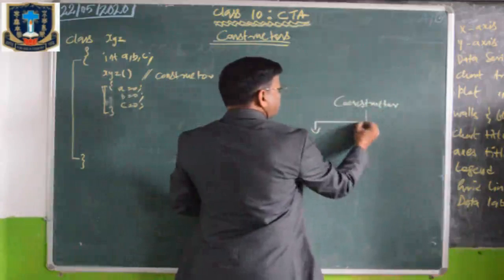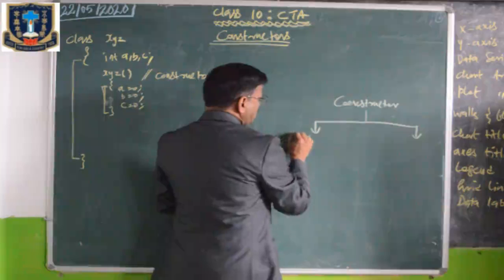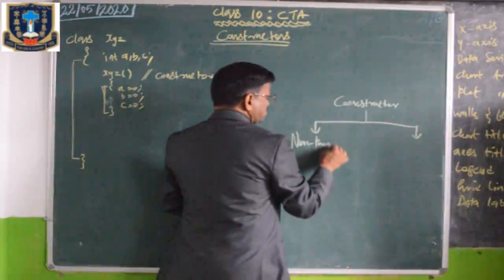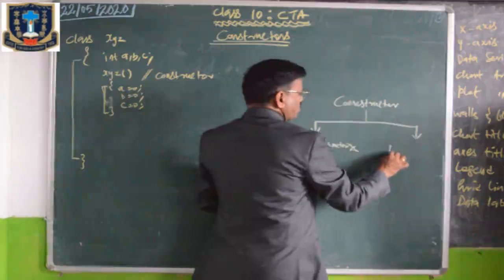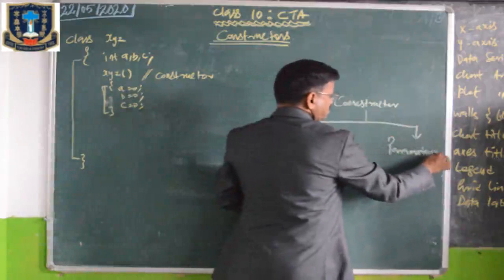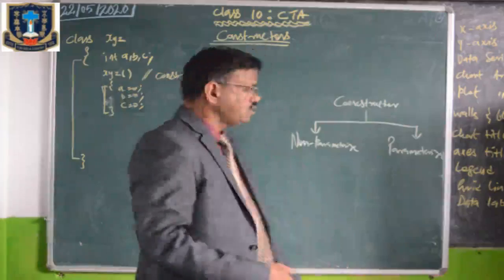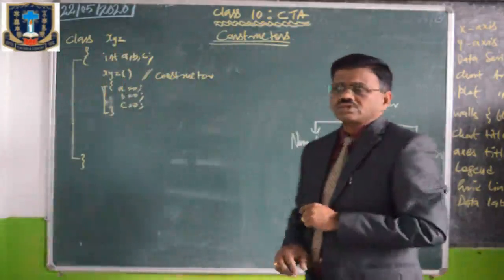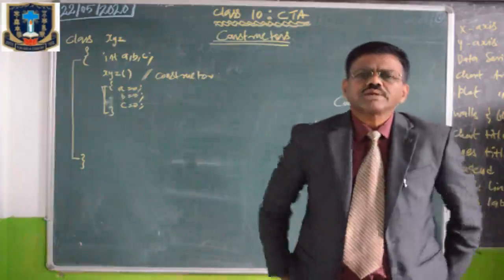Constructors are of two different types. The first one is called non-parameterized. Another one is called parameterized. What is the difference between these two? Here there are no parameters, that's why it's non-parameterized. If you have parameters, then it's known as a parameterized constructor.